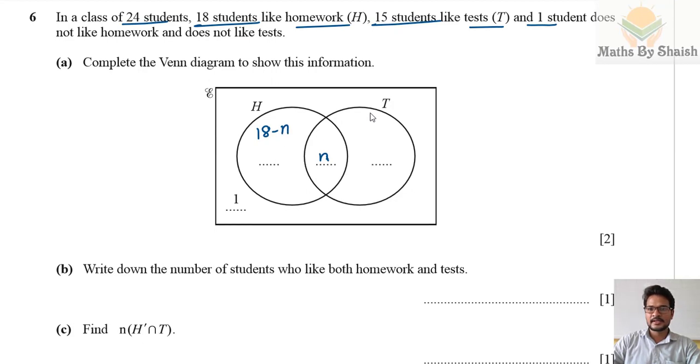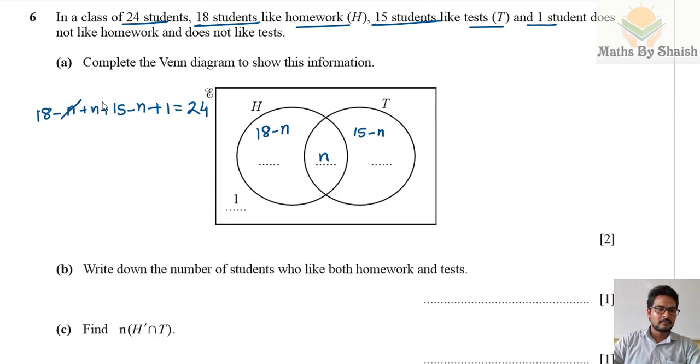Similarly for test, 15 students are there and is in this region, so it is going to be 15 minus N. And we know there are 24 students altogether, so if we add them all we will get 24, and in this way we can calculate the value of N. So 18 minus N plus 15 minus N plus 1 equals 24. That is how we calculate it all.